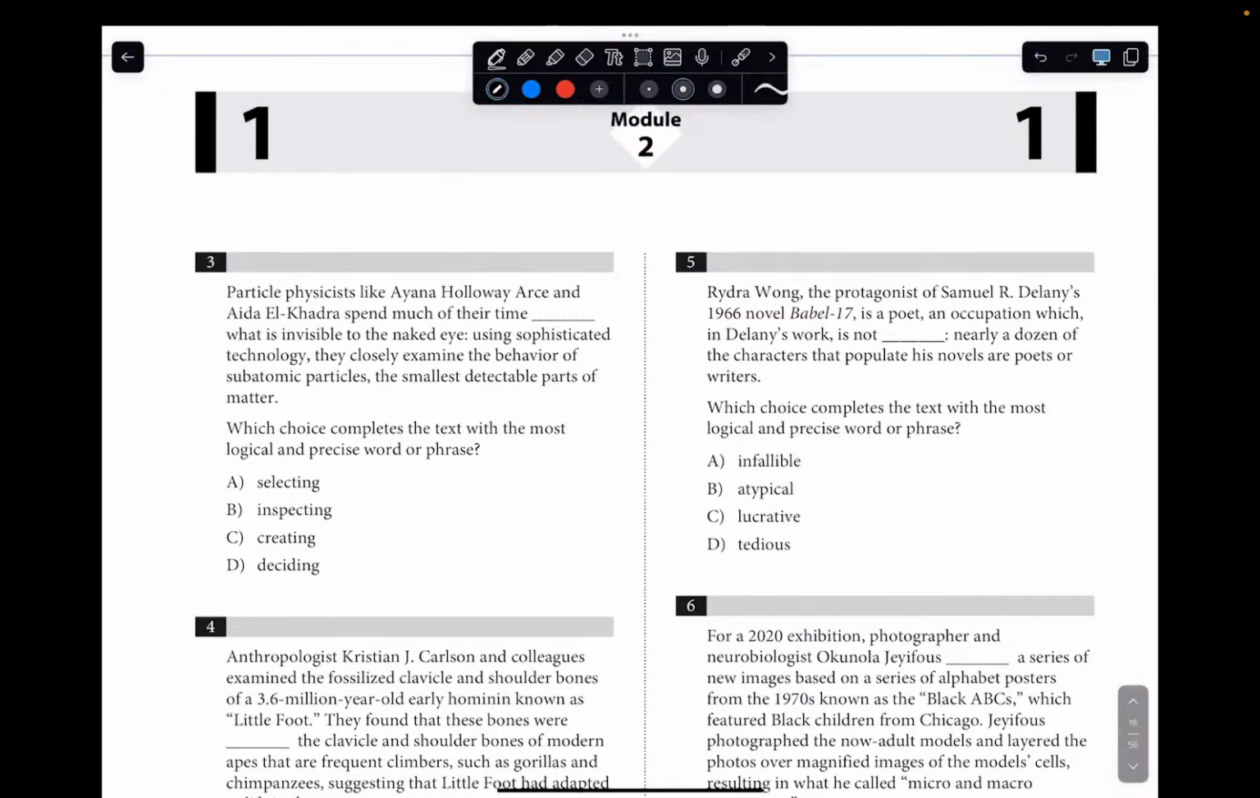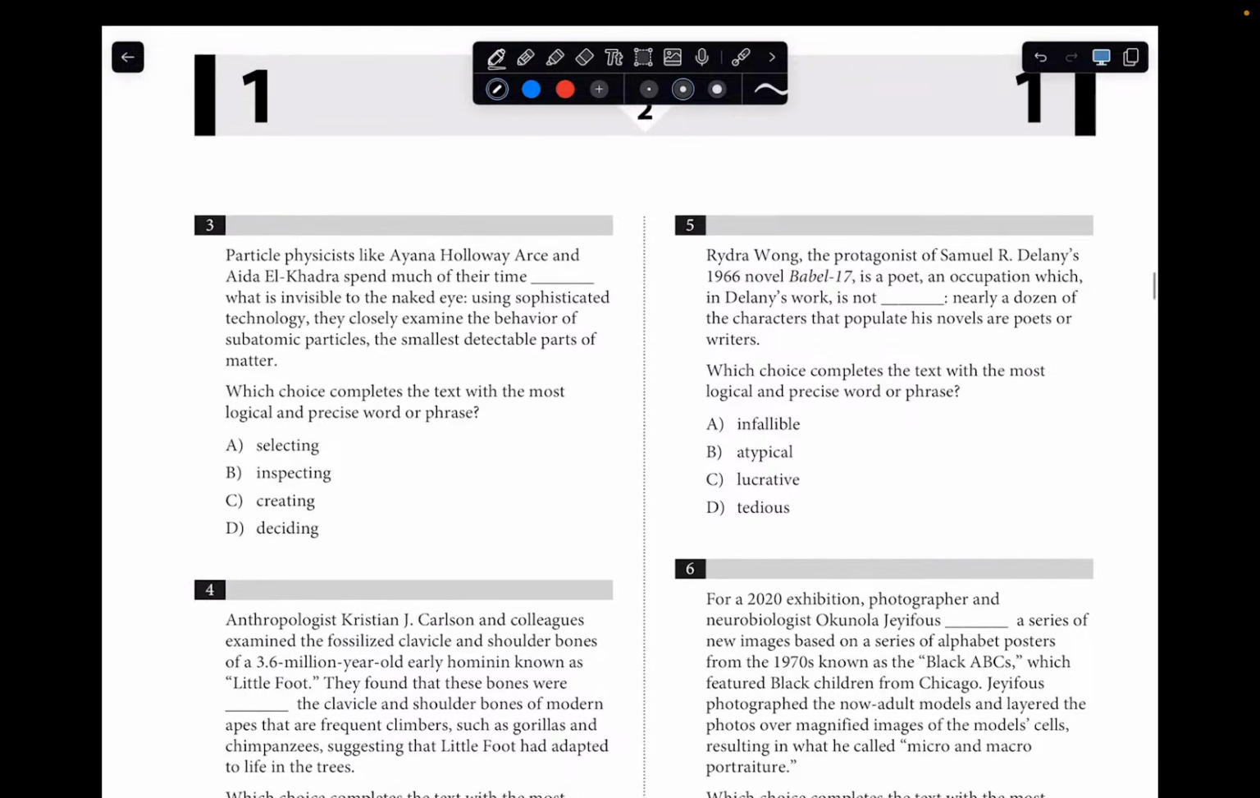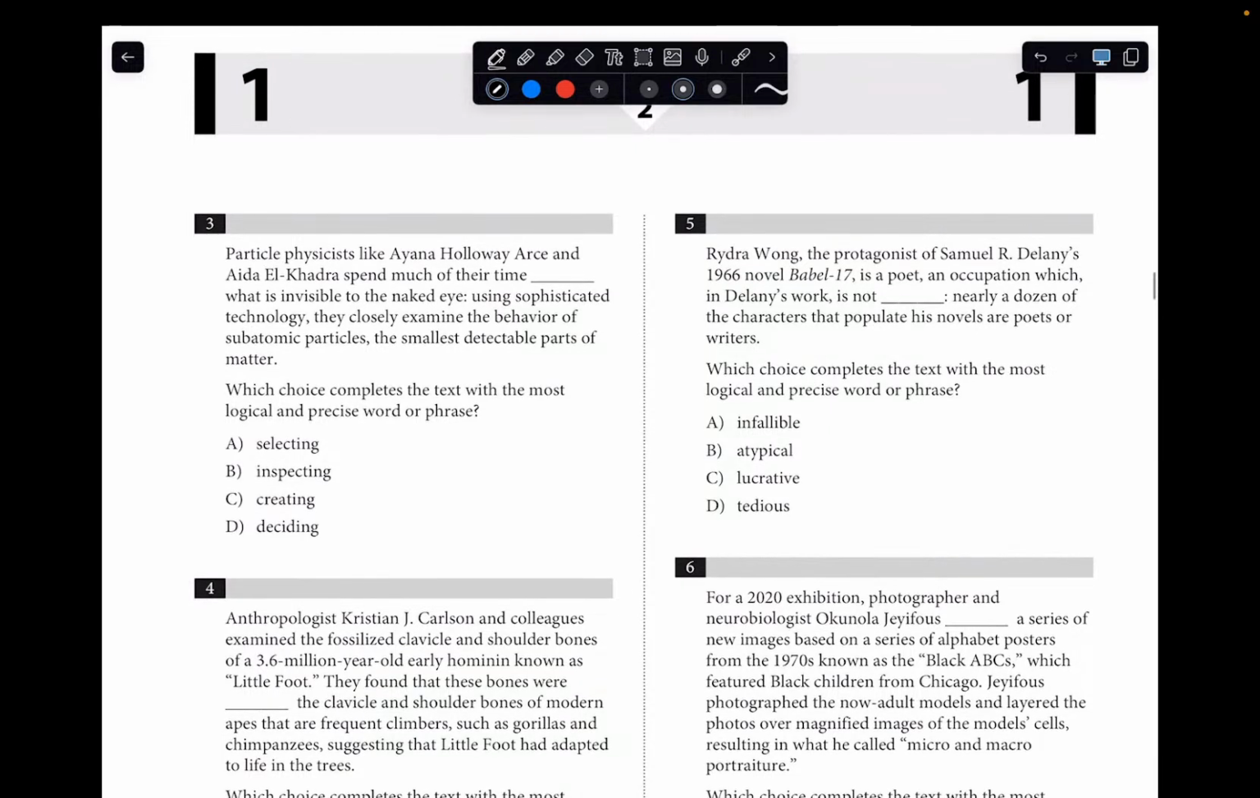3. Particle physicists like Ayanna Halloway and her colleagues spend much of their time blank what is invisible to the naked eye. Using sophisticated technology, they closely examine the behavior of subatomic particles, the smallest detectable parts of matter. So which word fits best there? Selecting? No. Inspecting, definitely a strong possibility. Creating, I don't think there's any creating going on. Or deciding, I don't see deciding. Inspecting.